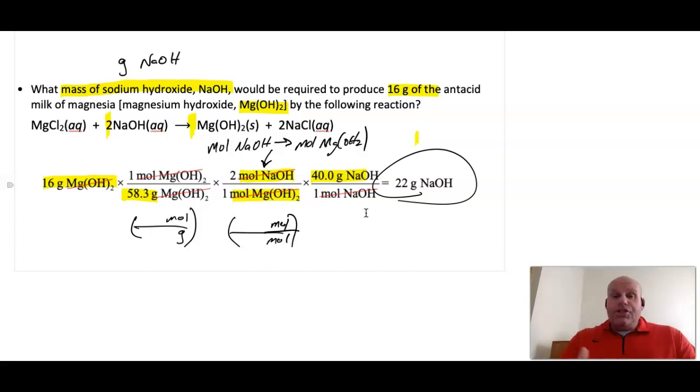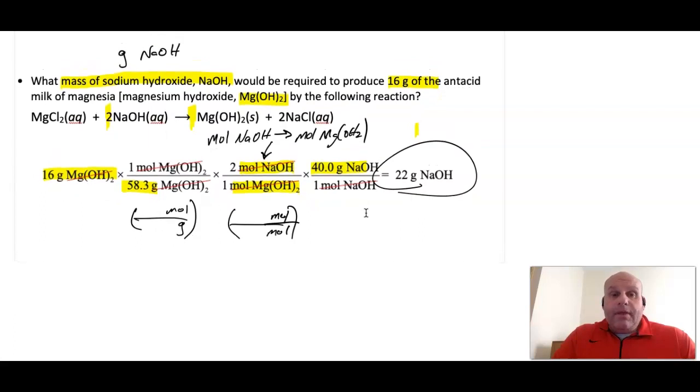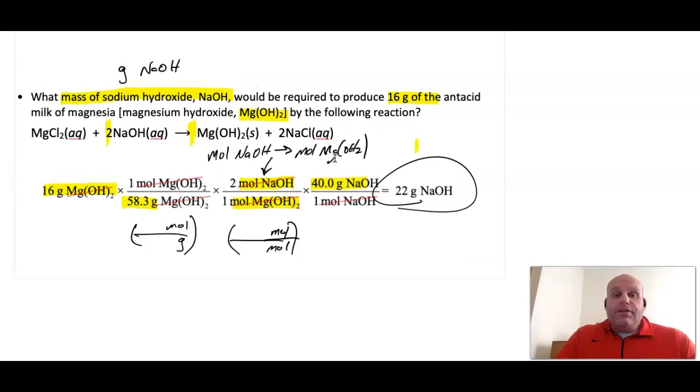The other thing here is just to reiterate a point I made earlier. This problem could have asked for a bunch of different units at the end. It happened to start with grams and ask for grams, but if I had asked for particles of NaOH, then I would have used Avogadro's number here at the top instead of grams. So there's a lot of possibilities.